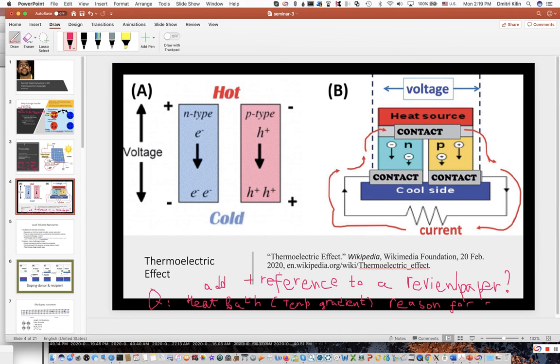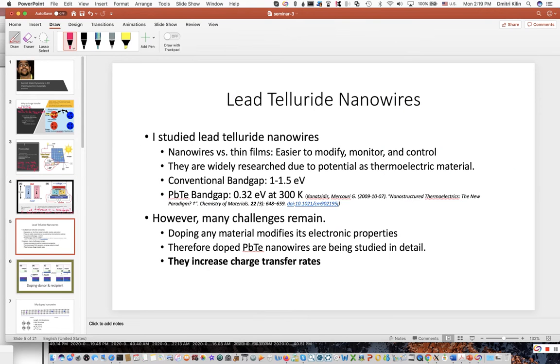All right. So for my study, I studied lead telluride nanowires. You might be asking why we're studying nanowires as opposed to thin films. Well, it turns out that their electronic properties are easier to modify, monitor, and control. It's easier to add impurities or remove atoms from nanowires than it is in thin films. And they've been widely researched due to their potential as a thermoelectric material.